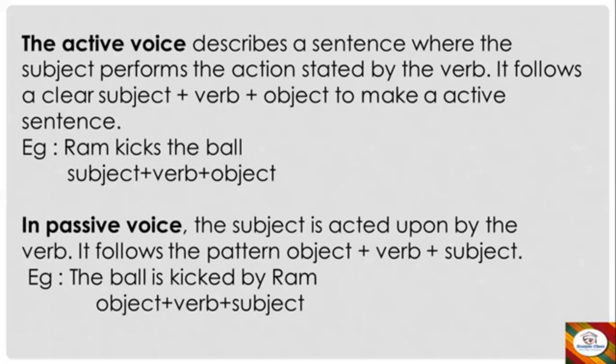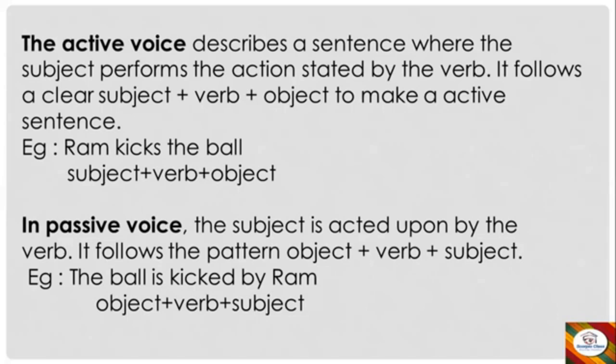So in active voice, the formation of a sentence will be subject plus verb plus object. Let us see with the help of an example: Ram kicks the ball. Here Ram is the subject, kicks is the verb, and the ball is the object. So this is the formation of active voice. A subject is doing some kind of action on the object. Ram is the subject, doing some action, that is kicking the ball. So this is active voice.